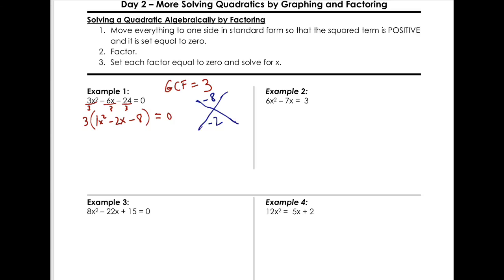So 2 numbers that multiply to get you -8 and combine together to get you -2. That would be a -4 and +2. Bear with me, my mind is thinking slow here. All right, so your 2 factors would be, let's bring down the 3, even though we know we're not going to use it, x minus 4 and x plus 2.